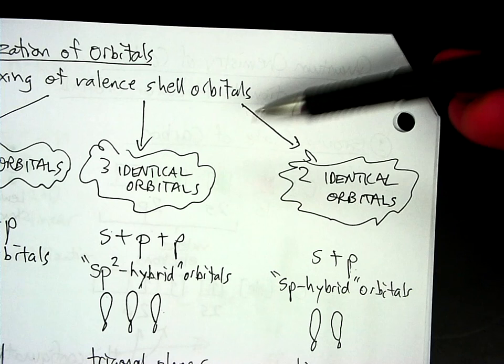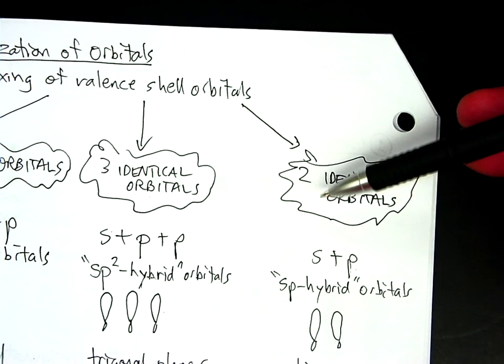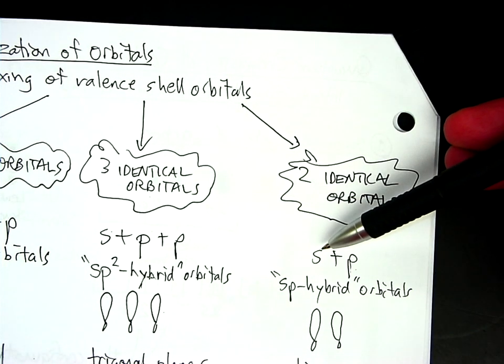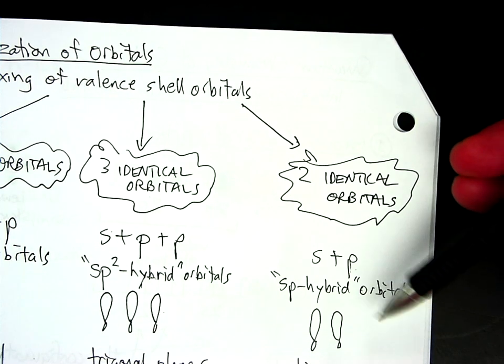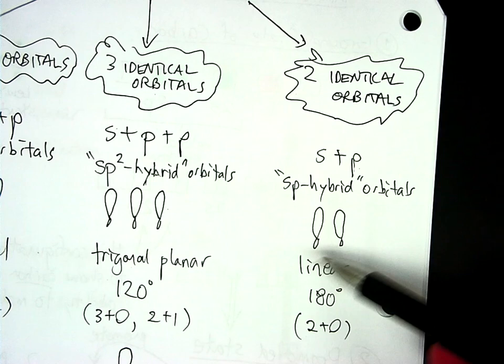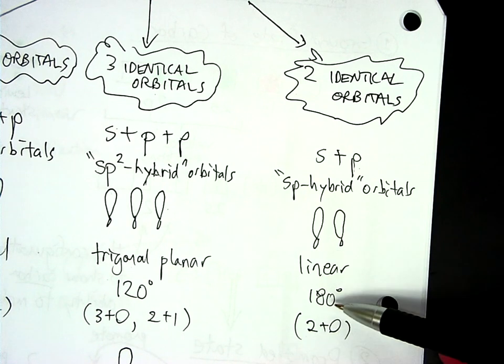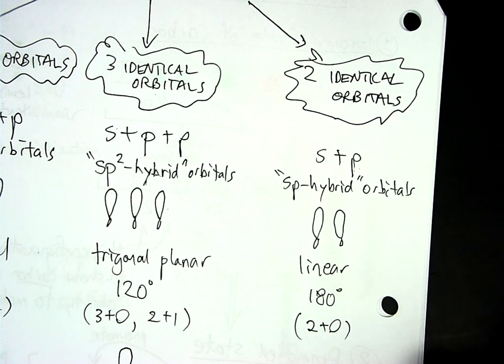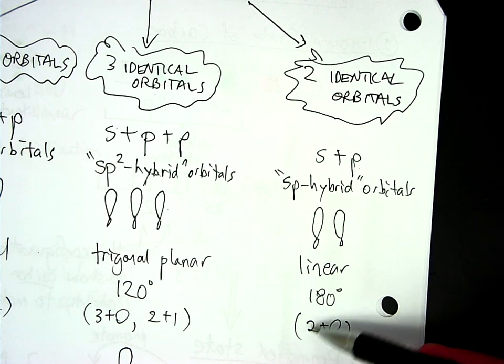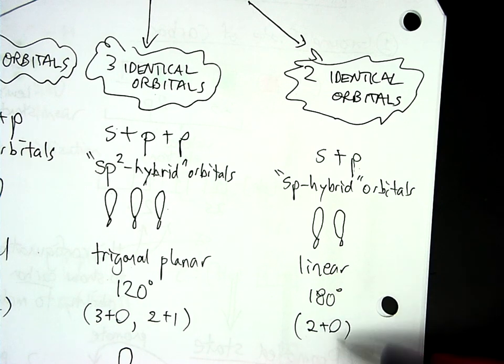Lastly, we can mix only 2 orbitals together, an s and a p. That would give us 2 identical orbitals here, which could be arranged in a linear relationship with an angle of 180 degrees between the bonds and allow for 2 atoms to be attached with no lone pairs.